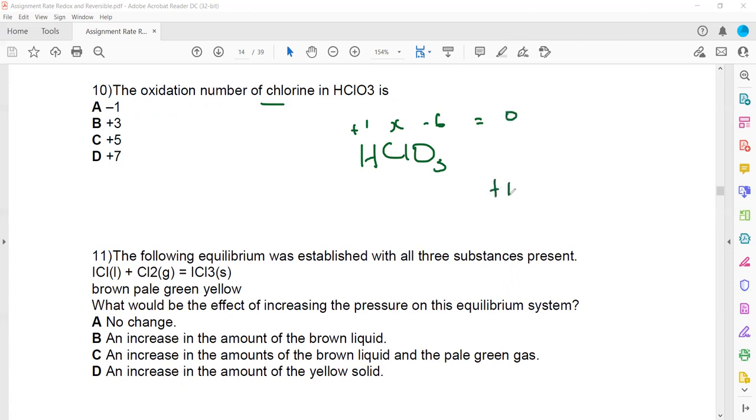So we can say +1 plus X minus 6 is equal to 0. So +1 minus 6, that is -5. So X minus 5 is 0. This -5 will move to the other side. So X is equal to +5. That's why C is the right answer.